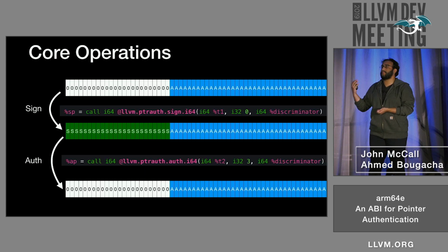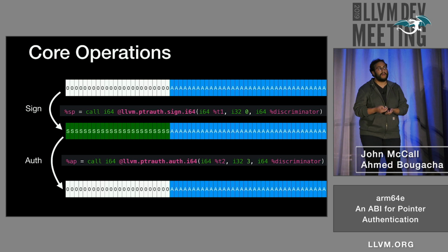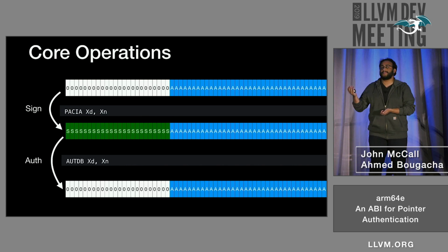And so these are easy operations to represent at the IR level. We have LLVM ptrauth sign and auth intrinsics. And we can easily lower them to the ARMv8.3 instructions. So there's PAC, which means sign, and Auth, which means authenticate.